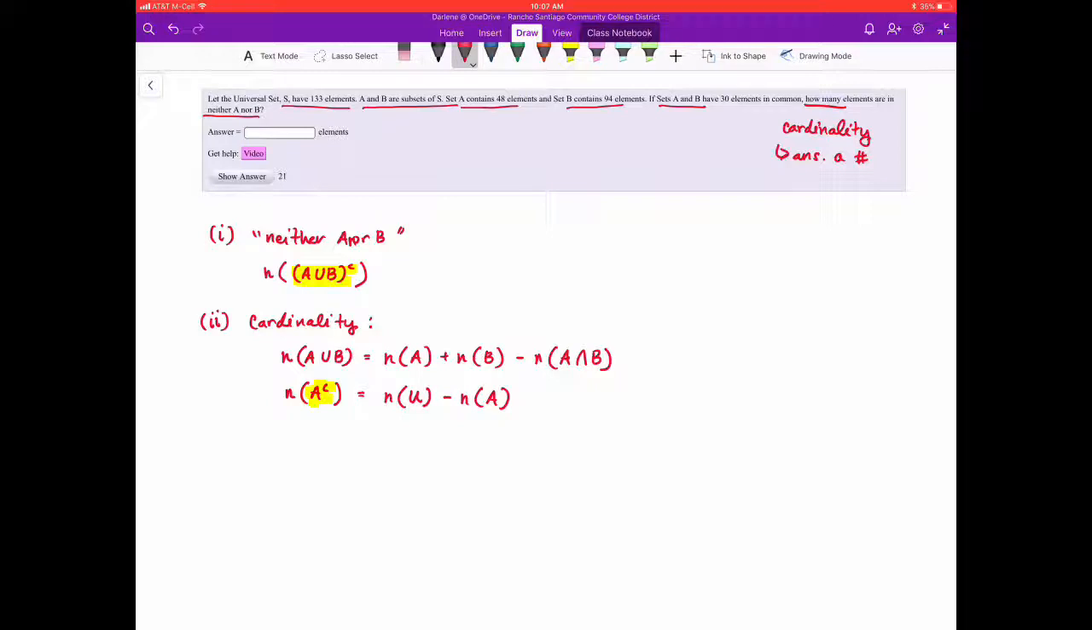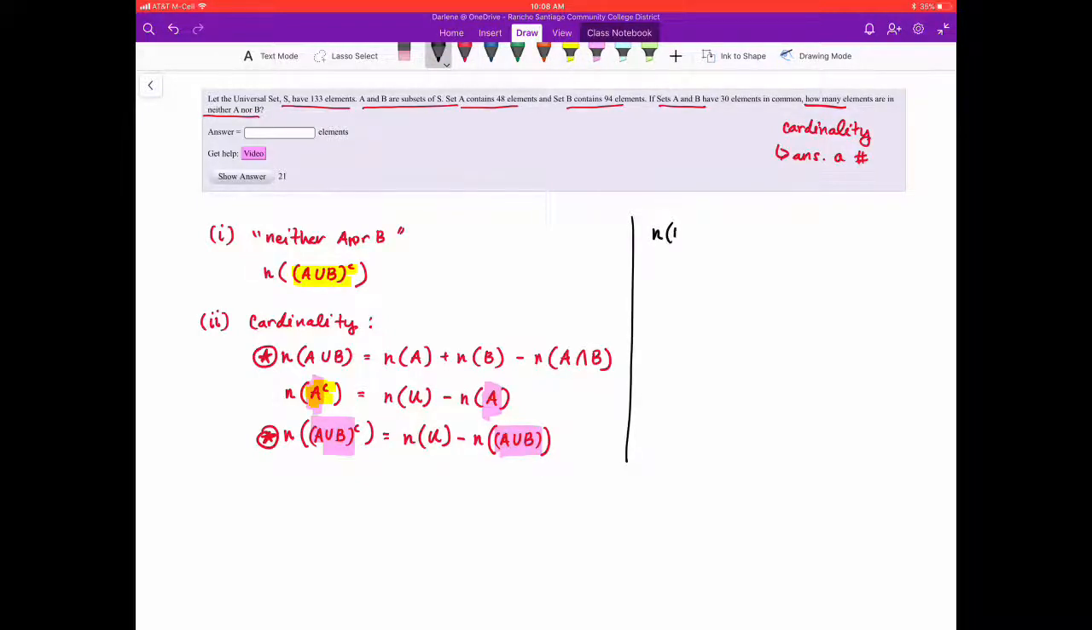Okay, so let's see what that would look like. The number of elements not in A union B would be equal to the number of elements in the universal set minus the number of elements, replacing A now with A union B. So I just want to note that I just replaced the A with A union B. So these will be the two formulas we will use to solve this problem.